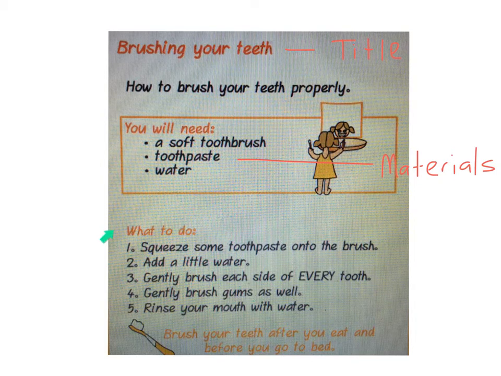Down the bottom here are our numbers. So this section is our steps. This is where we tell people exactly what to do. And we can see here it says even those words, what to do. Number 1, we're going to squeeze some toothpaste onto the brush. Number 2, we're going to add a little water. Number 3, gently brush each side of every tooth. Number 4, gently brush your gums as well. Number 5, rinse your mouth with water.